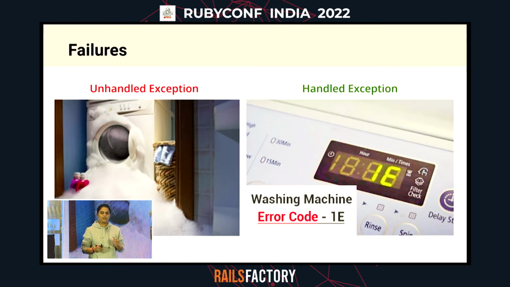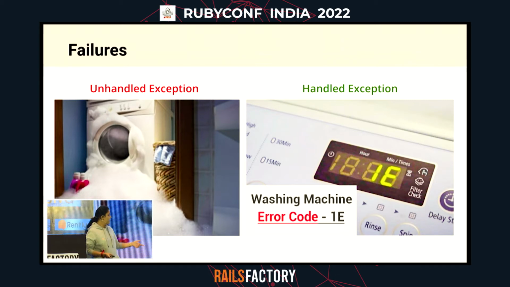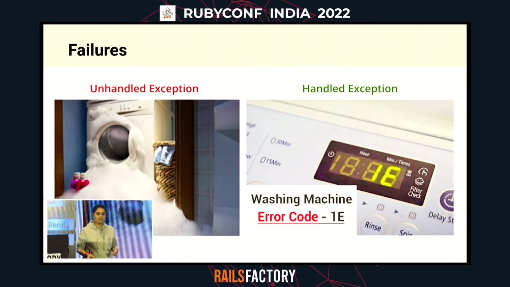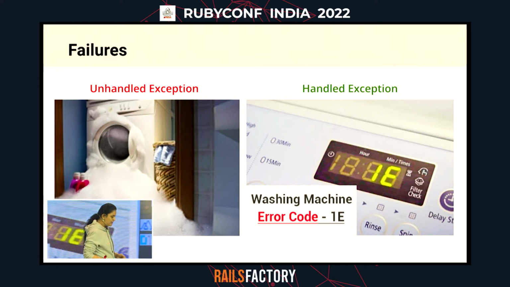Let's take an example of a washing machine. So what is the purpose of the washing machine? To wash the clothes. But as you can see in these two images, in the first image, there is a soap problem. Here, the developer couldn't detect and handle it properly. In the second image, the washing machine could recognize it and throw an error code. This is because the exception was handled by the developer properly.